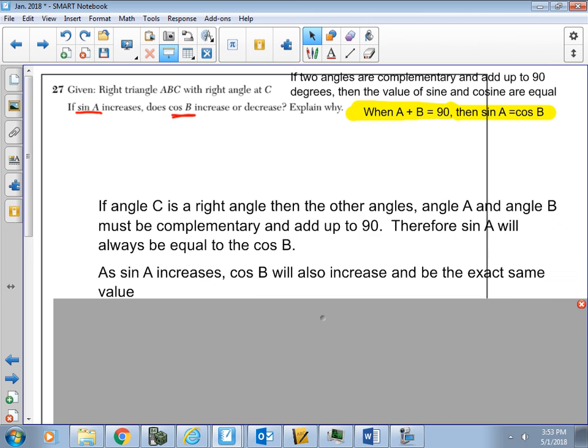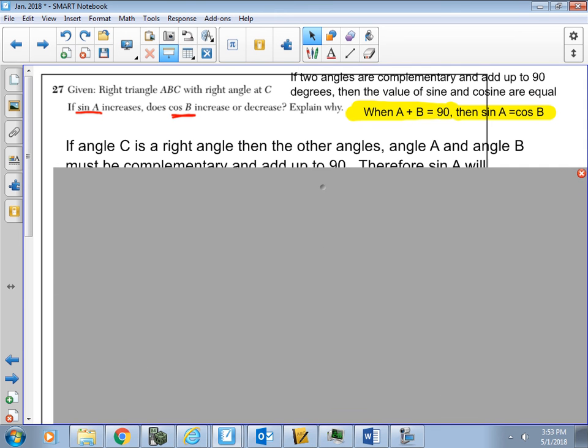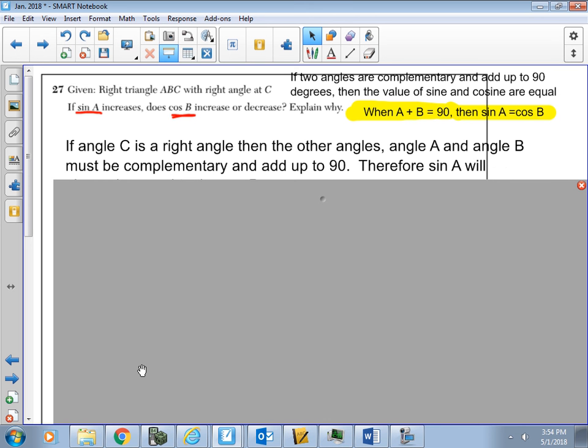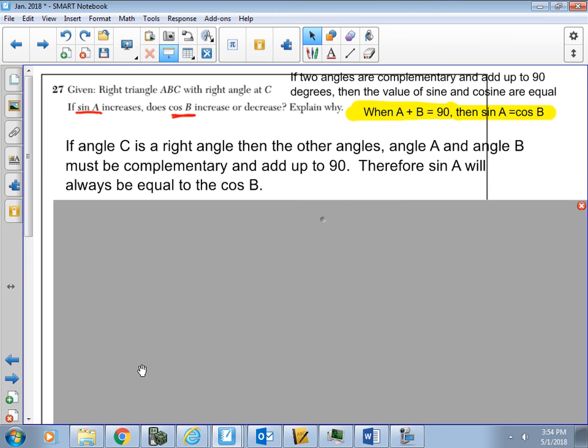So let's write something down. Let's explain. When it says explain, you need to actually put words, write a paragraph. You need to actually explain your thinking, your reasoning. So I have this here. If angle C is a right angle, then the other angles, angle A and B, must be complementary and add up to 90. Use the word complementary. That's a nice little vocabulary word to throw in. All right. Therefore, sine of A will always be equal to the cosine of B.